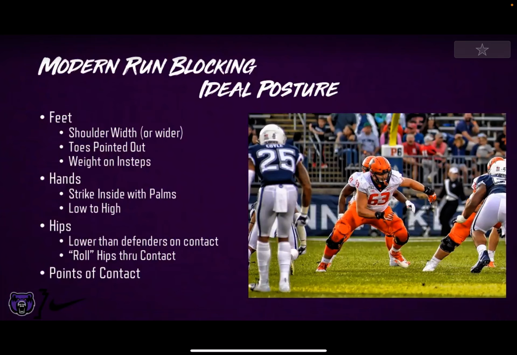And that's what you want because that keeps your whole foot on the ground. You aren't leaning on the defender where he can pull you by. Hands want to strike low and inside with palms. We try to go low to high, is what we say. Try to get that defender lifted up. And then our hips are the big part of this. They need to be lower than the defenders on contact, and we talk about rolling our hip through contact.